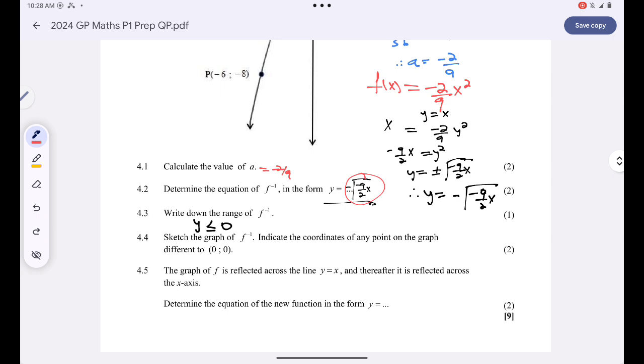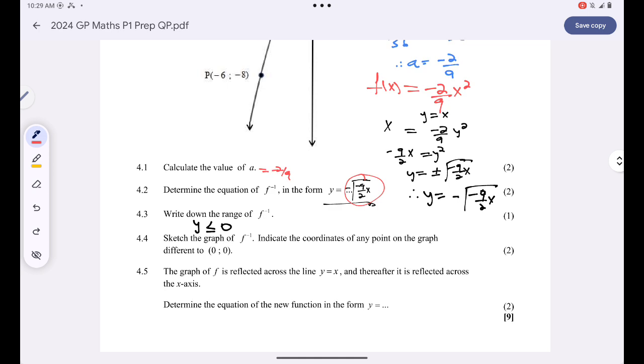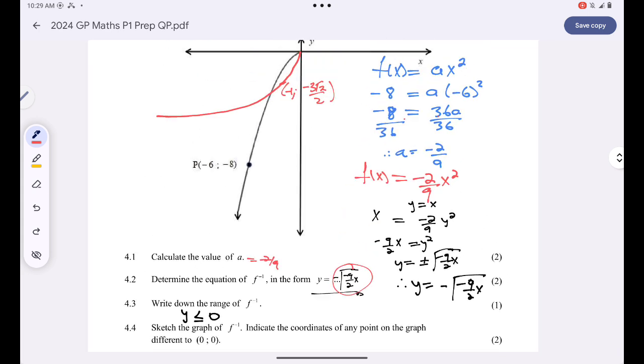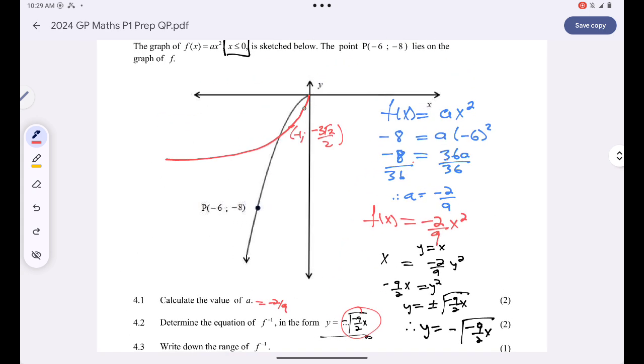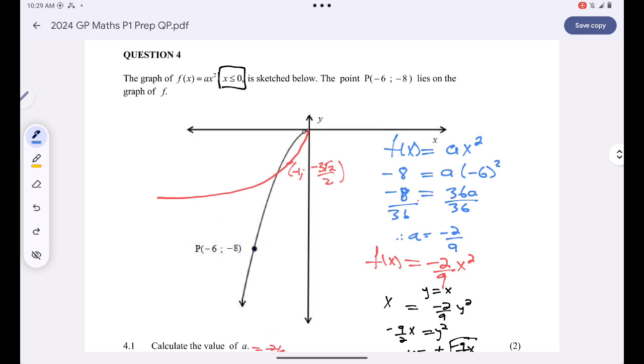Okay, and then now we are being told that the graph of f is reflected across the graph of y is equal to x, and thereafter is reflected across the x-axis. Okay, this, guys, is the reflection of the graph across the line y is equal to x. Are you together? So basically this is the first reflection, and the second reflection will simply be the reflection of this graph but on the x-axis. So we'll simply have our graph on top of the x-axis, guys.